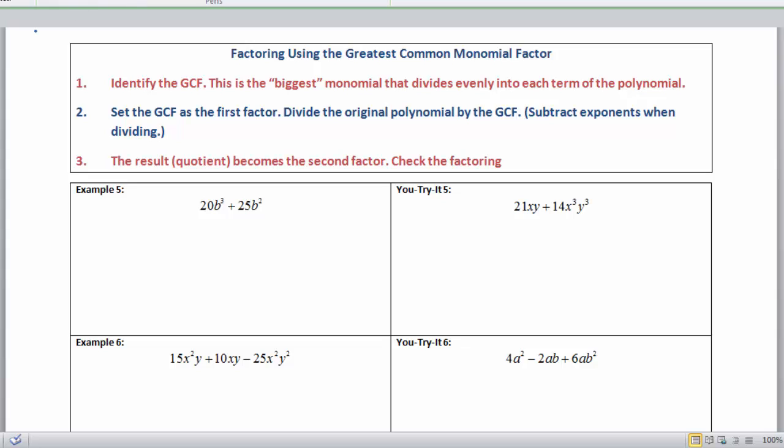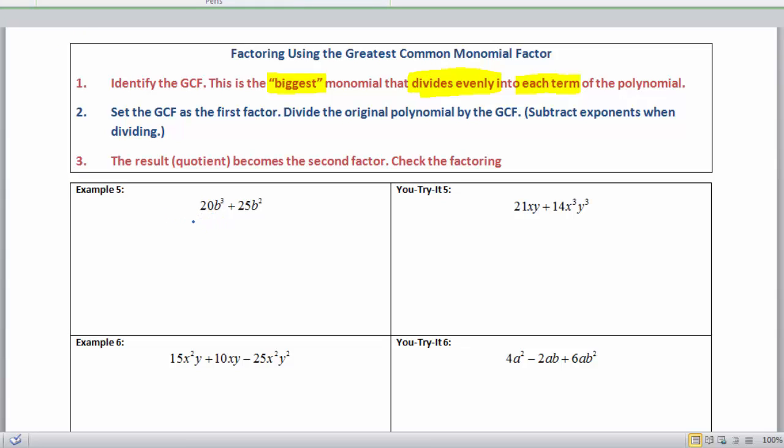And the first, most simple form of factoring is factoring using the greatest common monomial factor. All right, so what is the greatest common monomial factor? It's really just the, in parentheses, biggest, right? Because biggest doesn't really have a meaning here when you're dealing with variables, but it's the biggest monomial that divides evenly, and that's the key. It has to divide evenly into each term of the original polynomial that you're trying to factor. So you first have to identify the GCF in any factoring problem, if there is a GCF.